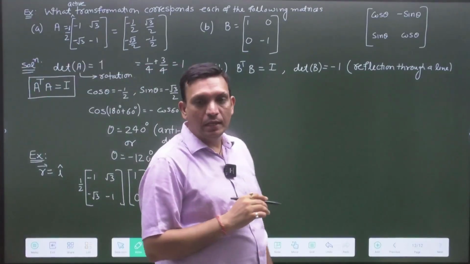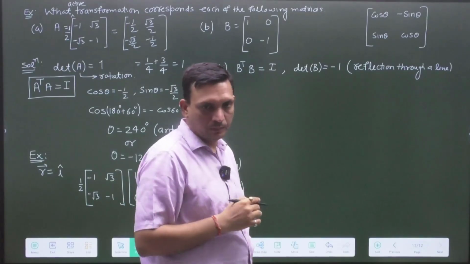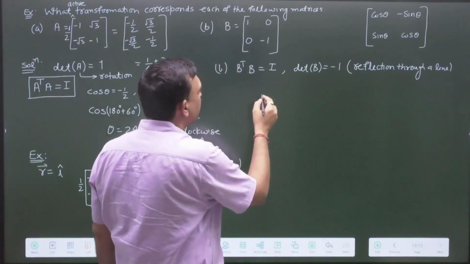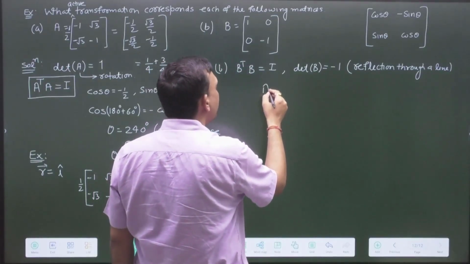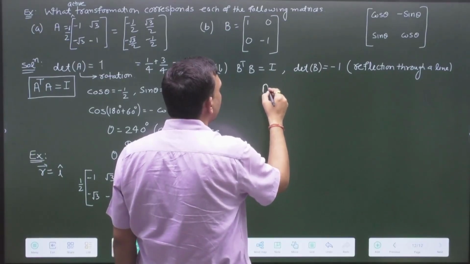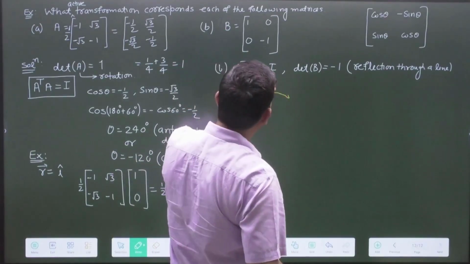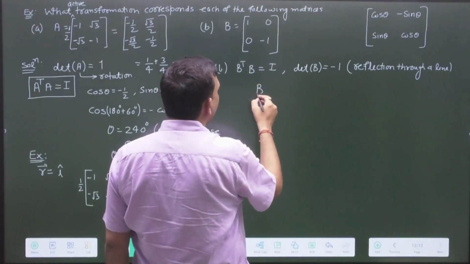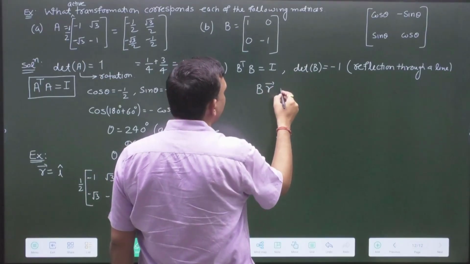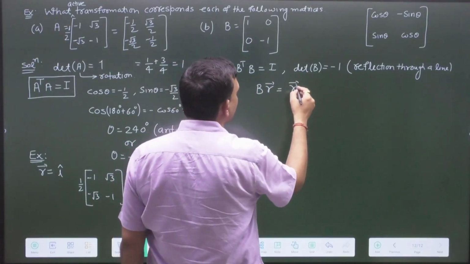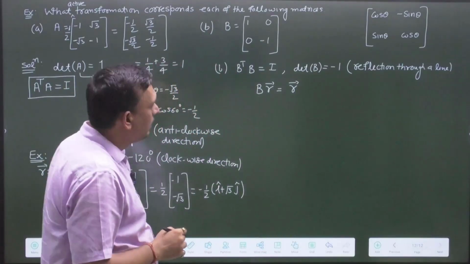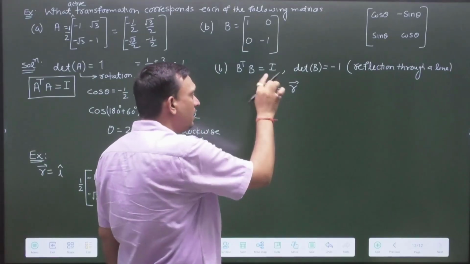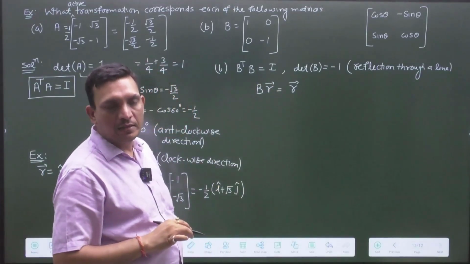Now, what do you mean by reflection through a line? If you operate a matrix, any matrix, let's say A, let's take it as B, on a vector and it doesn't change sign, then this will be a reflection line.